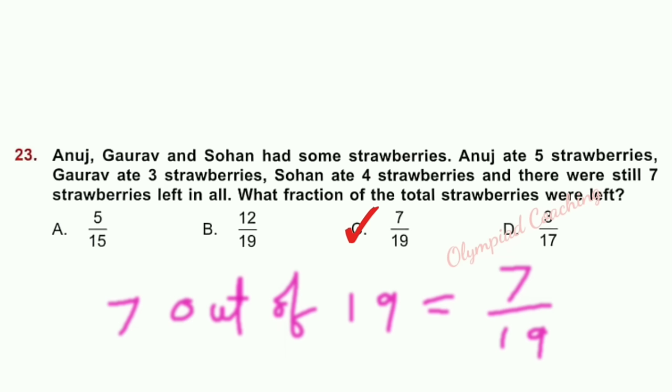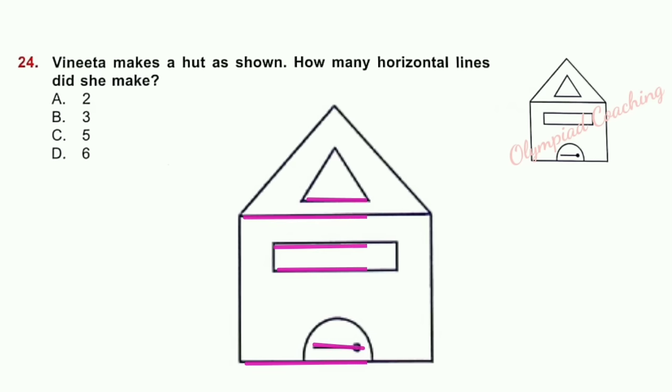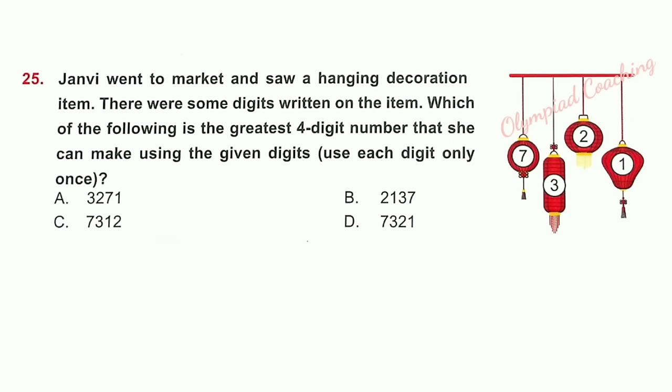Option C is correct. Question number 24. Vinita makes a heart as shown. How many horizontal lines did she make? These are the horizontal lines. Total number of horizontal lines equal to 6. Option D is correct.